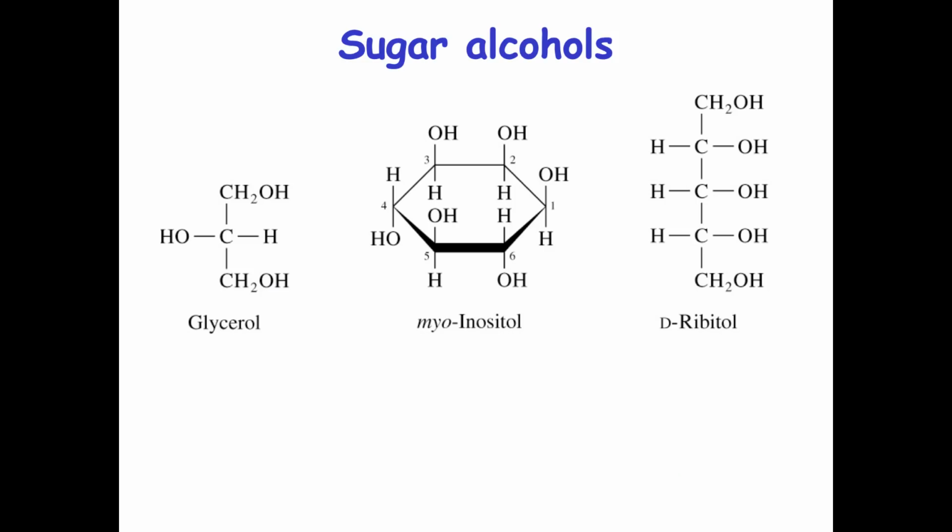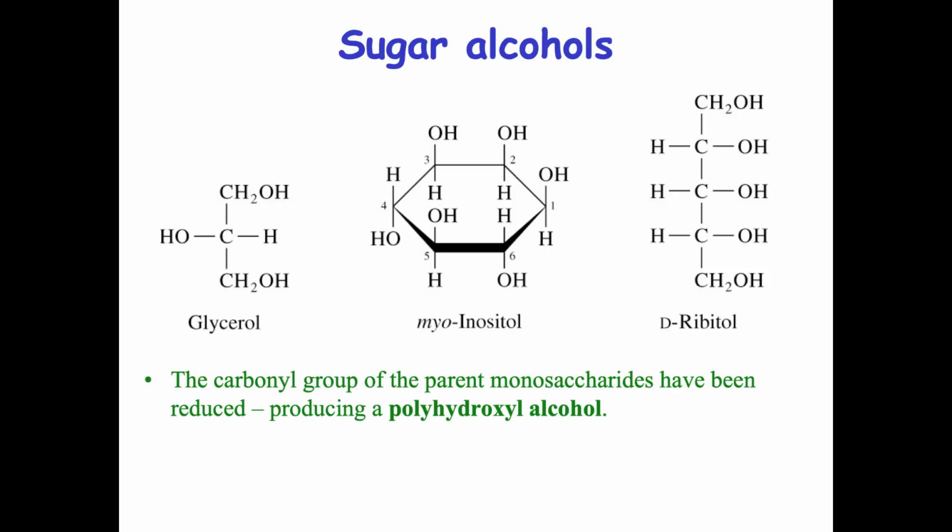So next we have sugar alcohols. So in this class of molecules, the carbonyl group of the parent monosaccharides, which would be shown here in glycerol, here in myoinositol, and then here in ribitol, have been reduced, and they are now resulting in a polyhydroxyl alcohol. So we usually name these by replacing "-ose" with "-itol". So myoinositol is actually a derivative of glucose, and D-ribitol is a derivative of ribose.